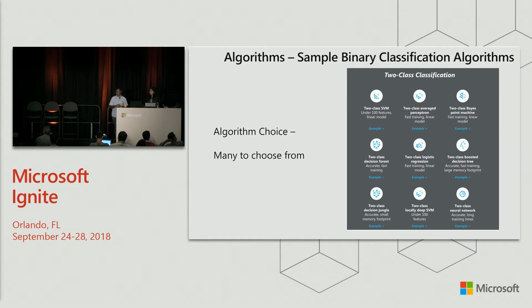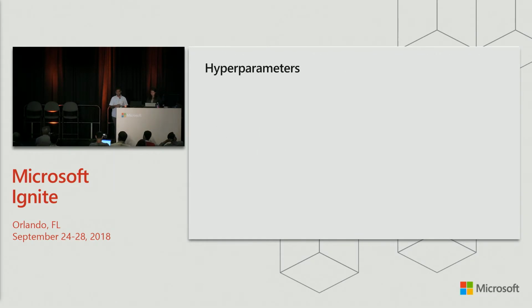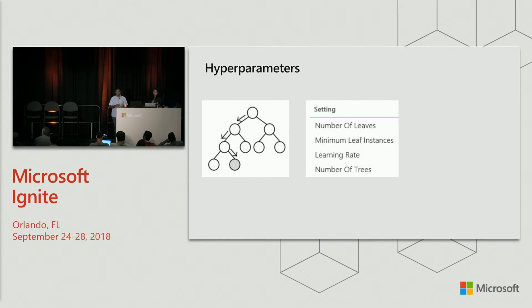Now, once you have the algorithm, you need to tune hyperparameters. So in this case, this is a forest algorithm. It uses the decision tree that you probably learned in your high school. These are the hyperparameters for this decision tree. Swati will go into a lot more detail on what these hyperparameters are.